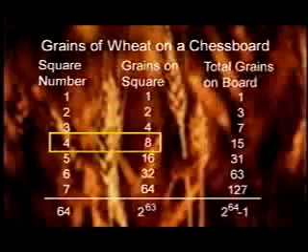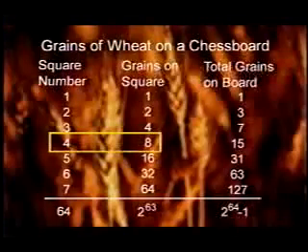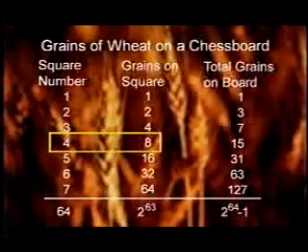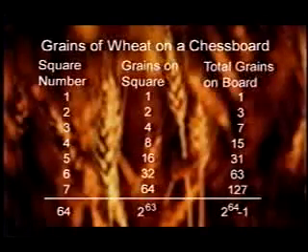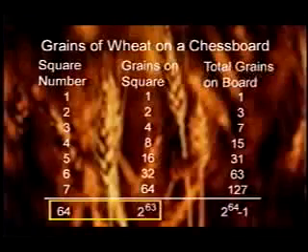We note there are 8 grains on the 4th square. Now, I can get this number 8 by multiplying 3 2's together. It's 2 times 2 times 2. It's 1 less than the number of the square. Now, that follows in each case. So, on the last square, I'd find the number of grains by multiplying 63 2's together.